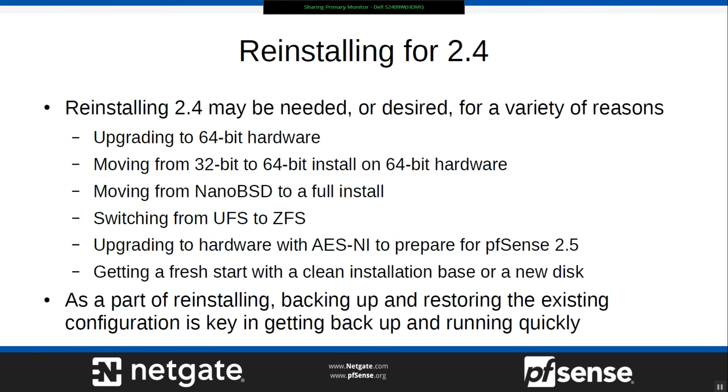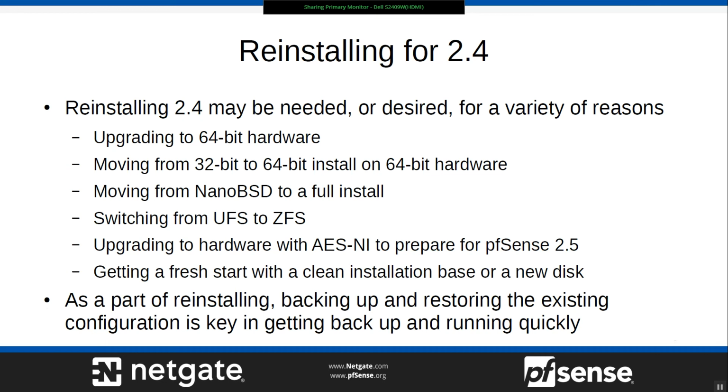Okay, so you might find that in trying to get to 2.4, for whatever reason, you might have to reinstall. The major cases that we're going to see are if you are upgrading to 64-bit hardware, like you were on 32-bit hardware before, but now you're installing the 64-bit hardware, that's obviously going to take a fresh install on the new hardware. If you already have 64-bit hardware, but for one reason or another it was running a 32-bit version of pfSense, there's no supported upgrade path to go from 32 to 64. You have to reinstall the 2.4 image on there to get to 64-bit.